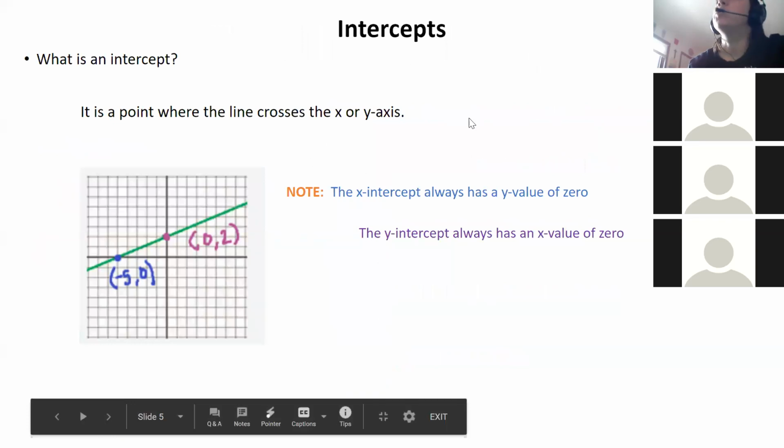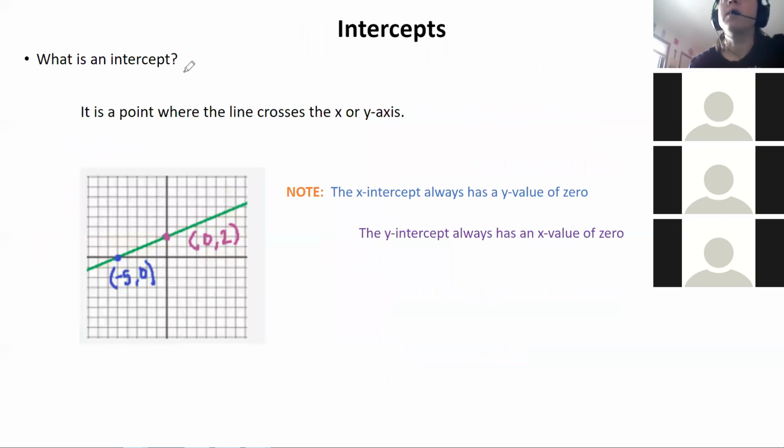Okay. So here begins our note-taking, friends. So make sure you guys get this down. Okay. An intercept, I would write the word intercept and then write the definition. It is a point where the line crosses the y or the x-axis. Very important, very helpful to graph quickly. Okay. And what we have to do is we have to keep it separate. We have to keep track of the x-intercept and the y-intercept.